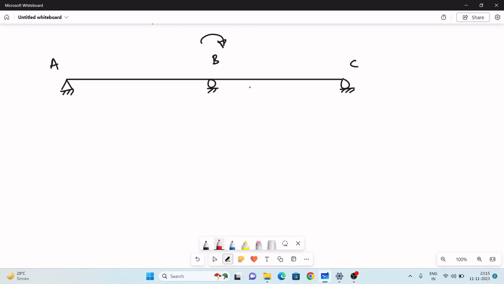I will draw. It will be like this. BC will go down and BA will go up. So this is your theta B for BC span. Theta B is connected to 2 spans, so you will have 2 rotations: theta B for BC span and theta B for BA span, theta B equal to 1.